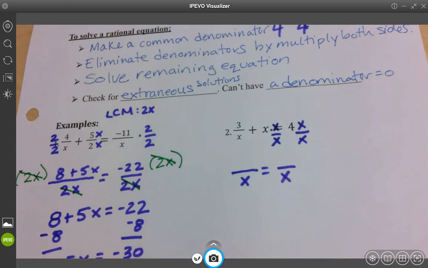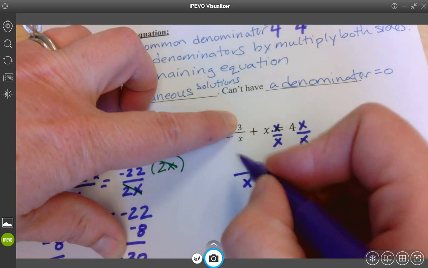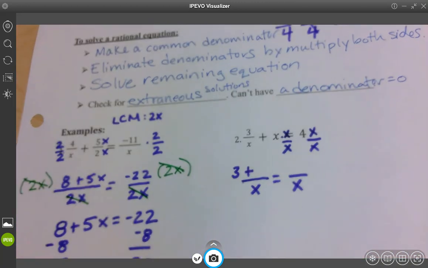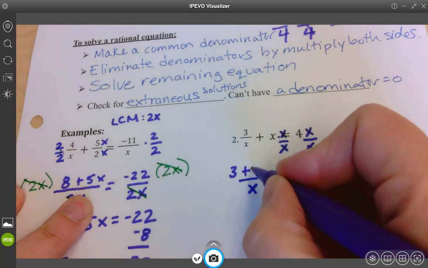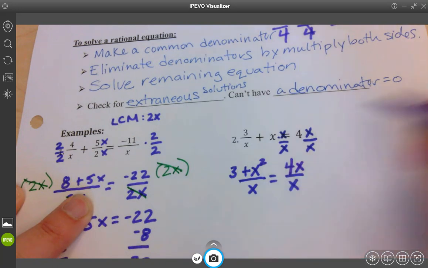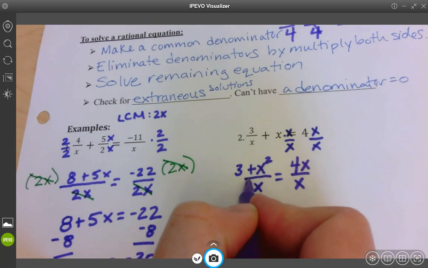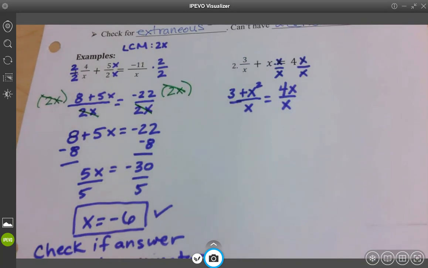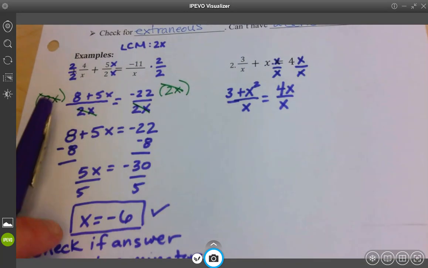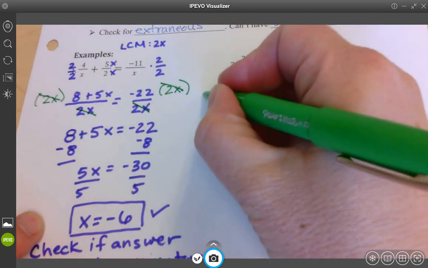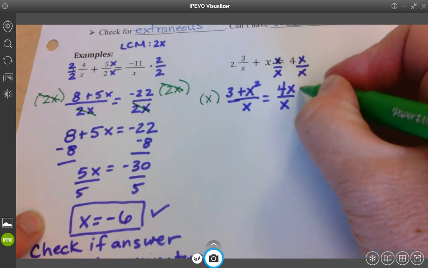And then let's see what we have on our numerator. I've got 3 plus, what's x times x? Thank you. And then 4x. Okay. I'm going to do the step that I did right here. So I'm going to multiply both sides by what? By x. Good. Because I want to eliminate my denominator. So that's what I multiply by.